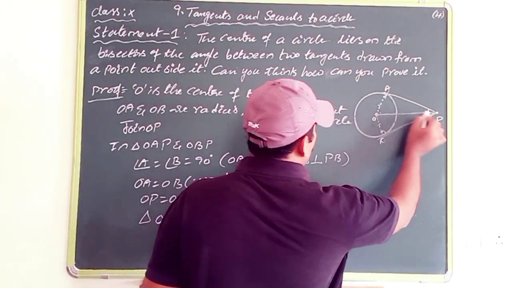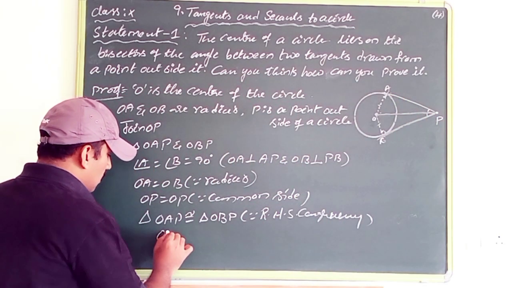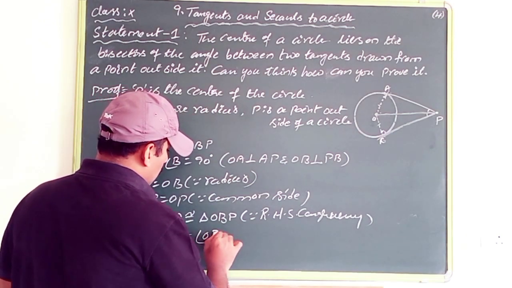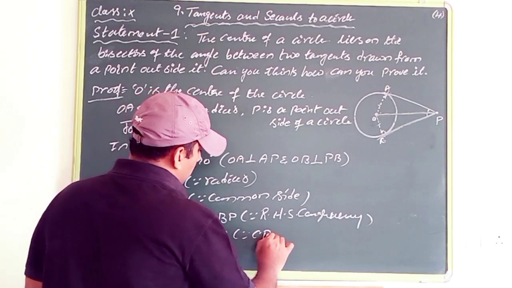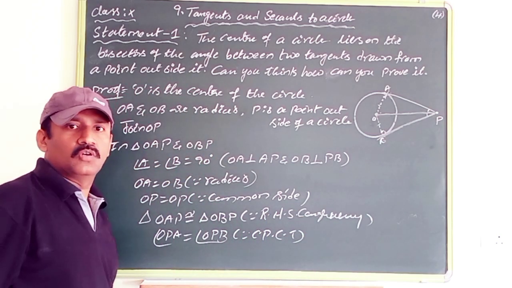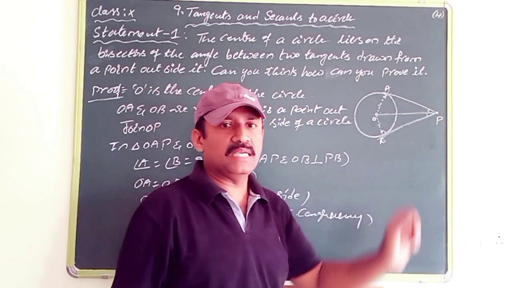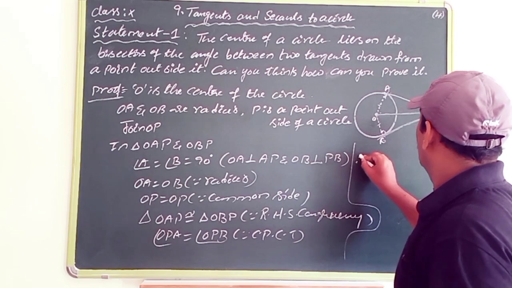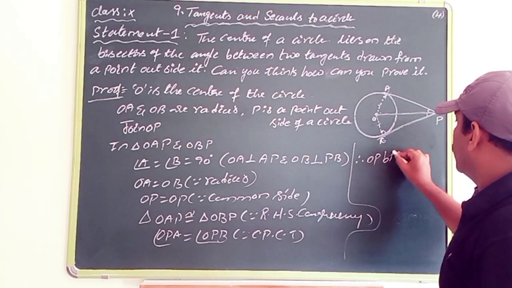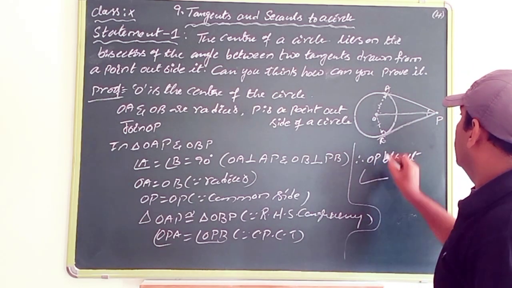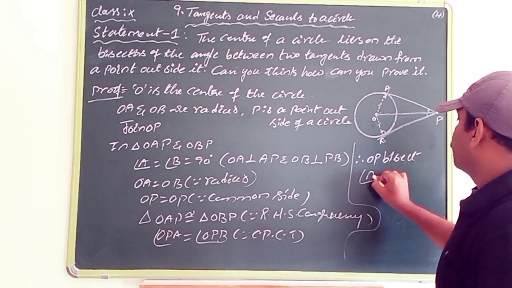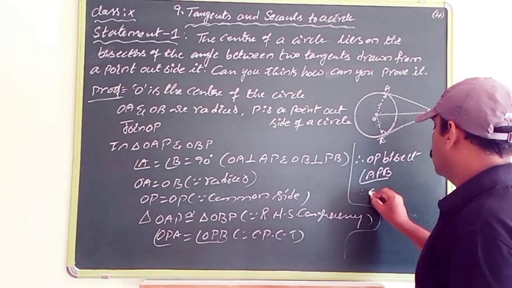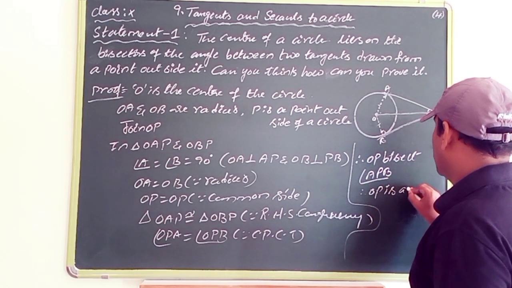So angle OPA equals angle OPB, since CPCT, corresponding parts of congruent triangles. Now the two angles are equal here. So what do we conclude here? Therefore OP bisects angle APB, isn't it? OP bisects angle APB. Therefore OP is the angular bisector now.